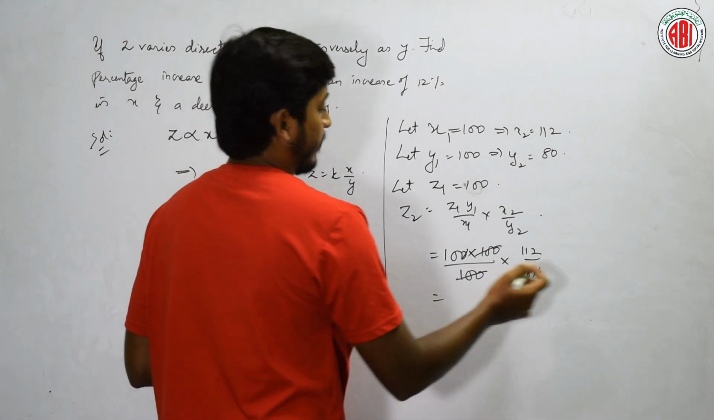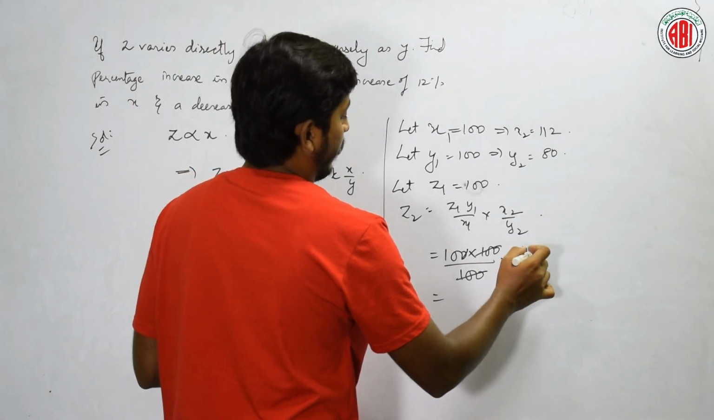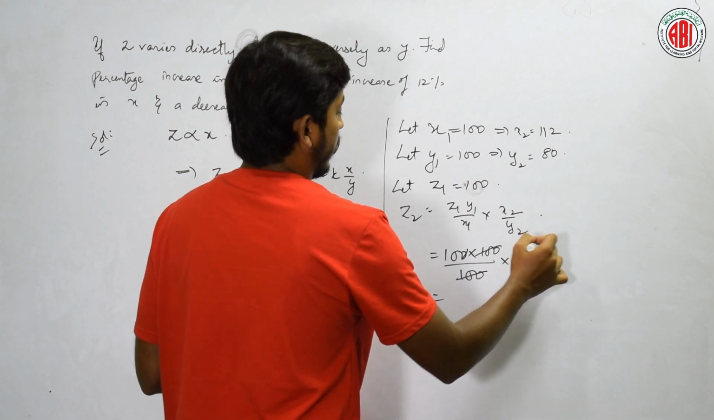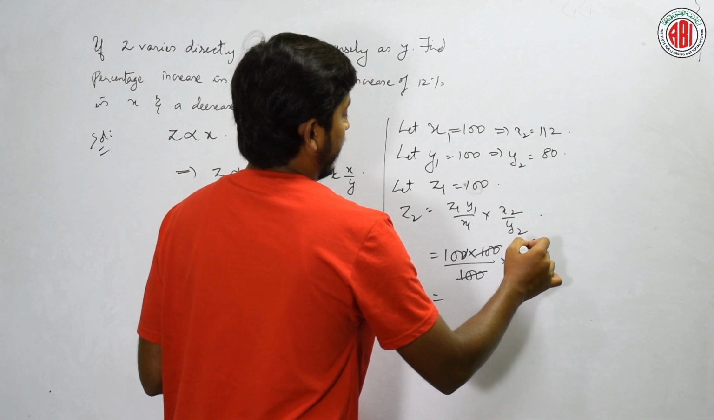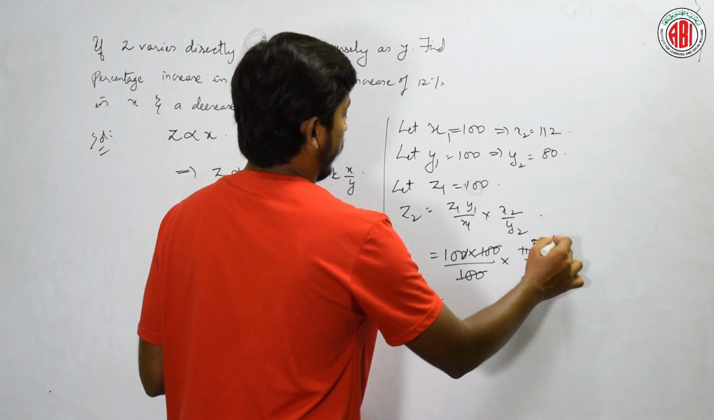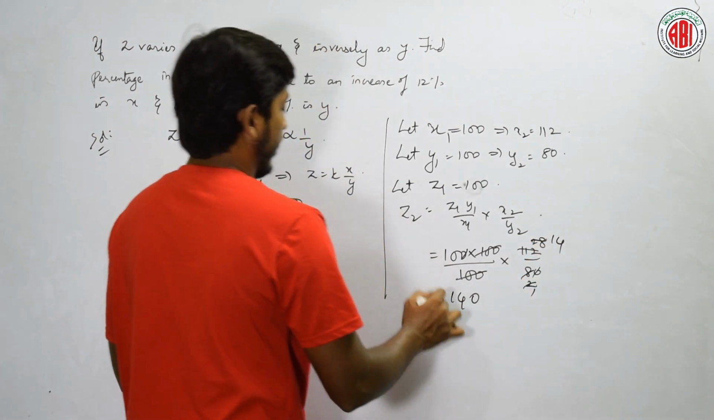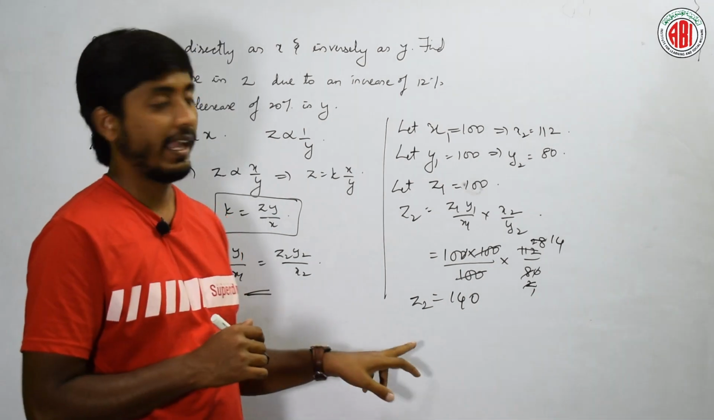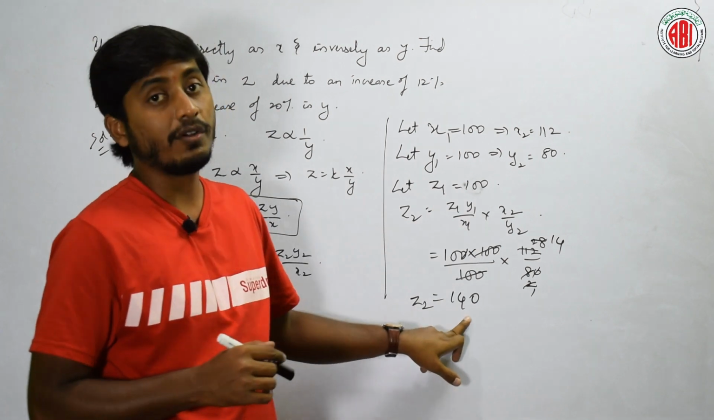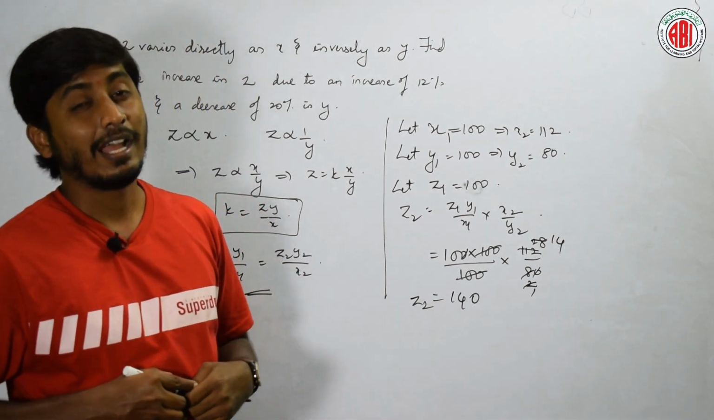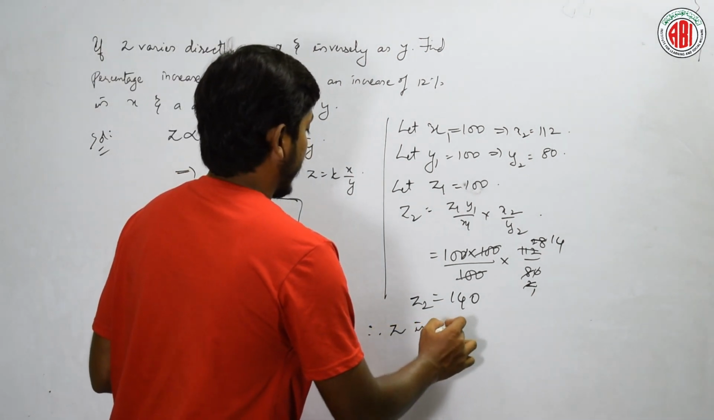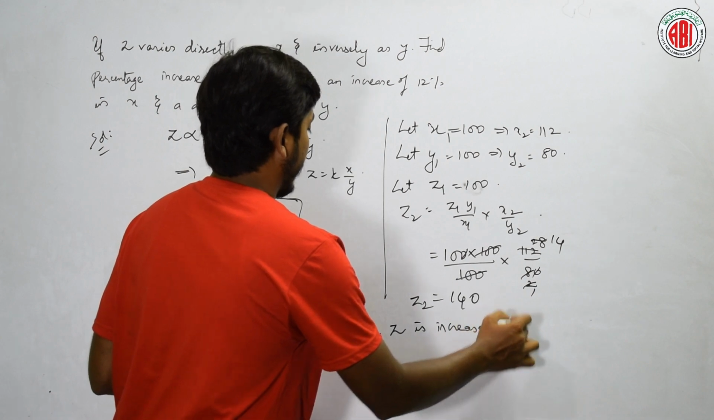0, 0, and the next, will it go in the 4 table? Yes, it will go. 4 2s are 8, and the next, how much will it be? 32. 4 8s are 32. Therefore, again 2 1s are 2, 1 4s are 4, it is 140. Yes, right. Therefore, z2, if it is 100, is going to 140. Therefore, it is increased by how much? 40%. Therefore, z is increased by 40%.